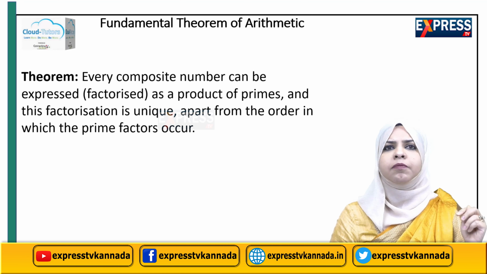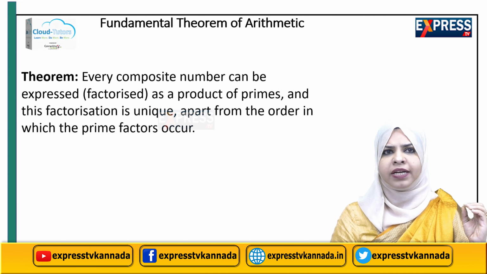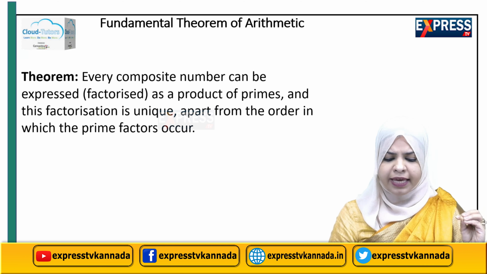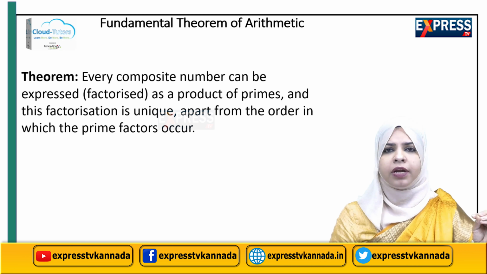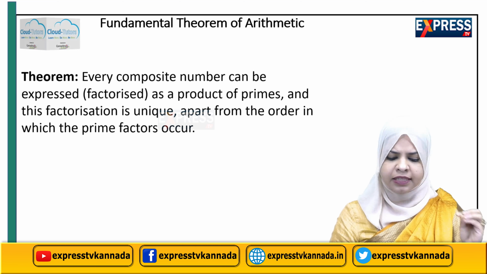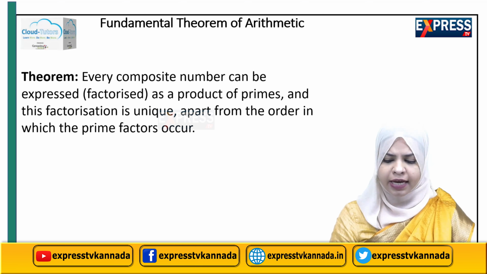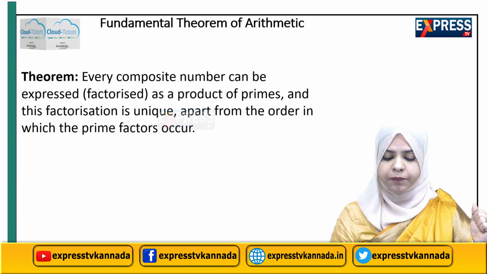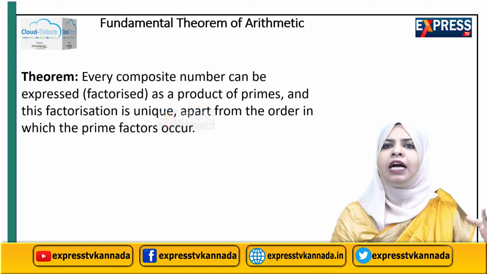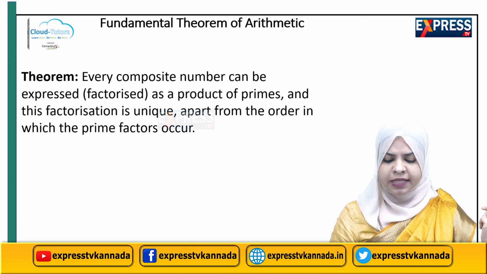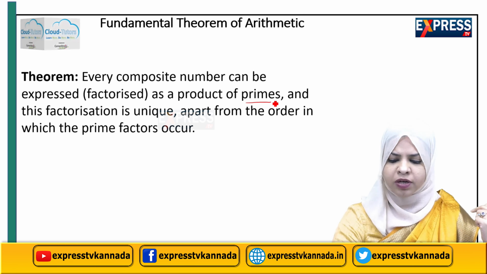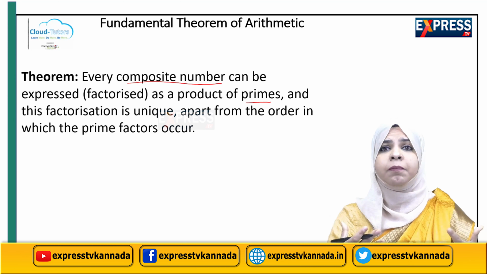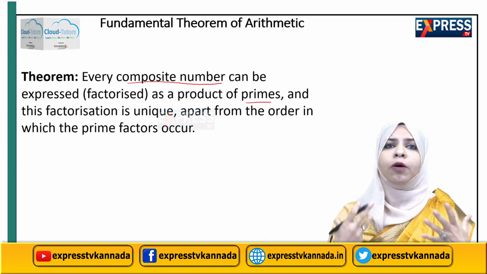So the first theorem, which is the fundamental theorem of arithmetic, states that every composite number can be expressed as a product of primes, and this factorization is unique apart from the order in which the prime factors occur. Now, before I start with the theorem itself, let's try and understand what primes are, that is, what a prime number is and what a composite number is.